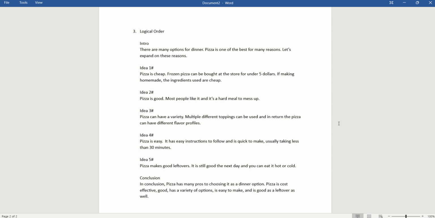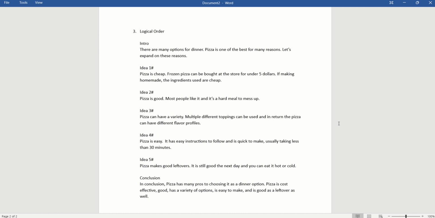So, idea number one is that pizza is cheap. Frozen pizza can be bought at the store for under $5. If making it homemade, the ingredients are cheap. Our second idea is that pizza is good. Most people like pizza, and it's a hard meal to mess up.